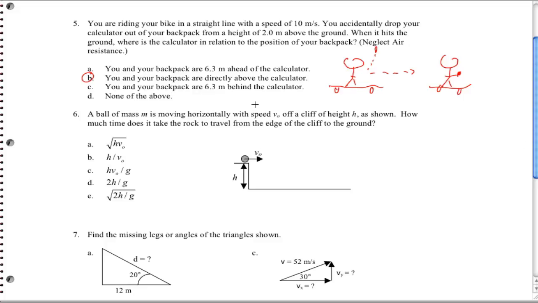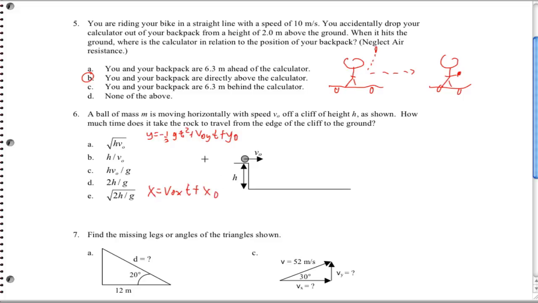Okay, now here, this is a really good question to study and get a feel for. It says, a ball of mass m is moving horizontally with a speed v naught off a cliff of height h as shown. How much time does it take for the rock to travel from the edge of the cliff to the ground? Let's actually get this one. We have our formula y equals negative 1/2 g t squared plus v naught y t plus y naught. And we also have x equals v naught x t plus x naught.